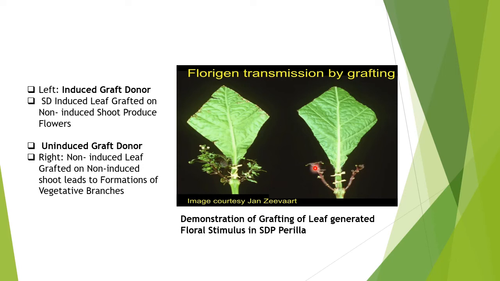This clearly explains that it is a transmission of a stimulus from this induced leaf to this non-induced system, where the vegetative buds are converted into flowers. So this is a demonstration of a grafting of a leaf-generated floral stimulus in a short day Perilla plant.